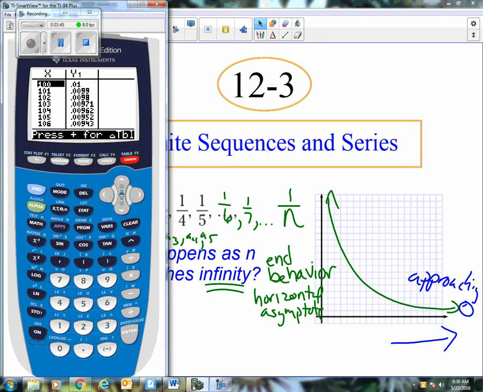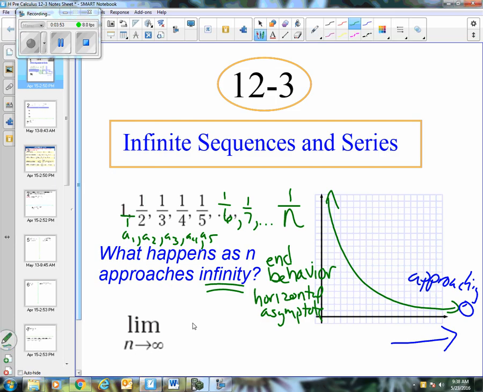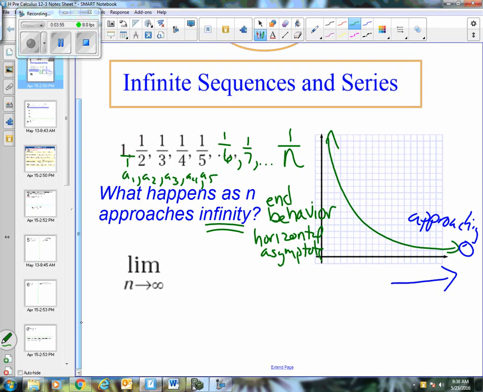But this idea of what it is approaching, that's the end behavior that we did earlier. That's this concept that we're going to call a limit. So we're going to talk about these ideas as limits. So what is it getting close to? What you're going to see for notation is this statement down at the bottom here, LIM. That's short for limit, which is the same thing as asking the question, what happens as n approaches? Now, in this case, it's approaching infinity.